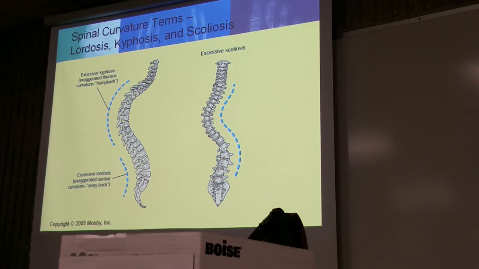Kyphosis and the extreme curvature. So naturally our backs have a kyphotic and lordotic curve, right? Kyphotic is your hump in your back, the convex portion, and the lower back has a lordotic curve. Any excess on those curves is either kyphosis or lordosis. And then we also have a natural S-curve from side to side. Any extreme turns on that lateral curve is known as scoliosis.